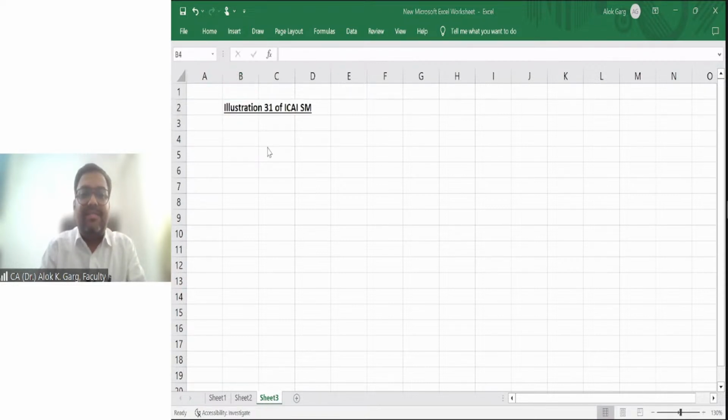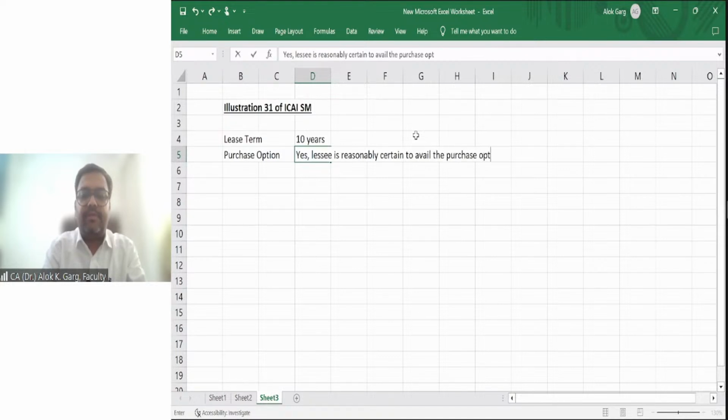What are the facts given in this illustration? The lease term is 10 years. A purchase option is given in the question. Yes, the purchase option is given, and the lessee is reasonably certain to avail the purchase option, right?